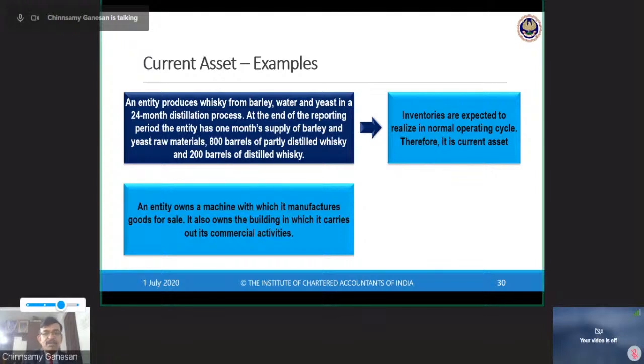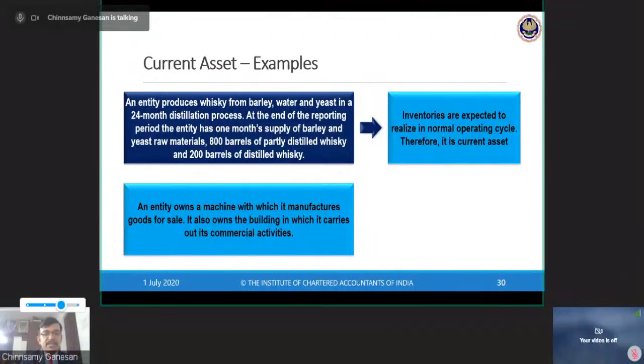There is machinery which is used for manufacturing of goods, and the entity also owns a building which it uses for its commercial activity. One is machinery used in production and another is used for administrative purposes. What will happen for the plant and machinery and the particular item of building? Go back to the decision tree. Whether it is expected to be realized within the operating cycle? No, because I am not realizing anything, I am going to use it. Is it held for sale? No.